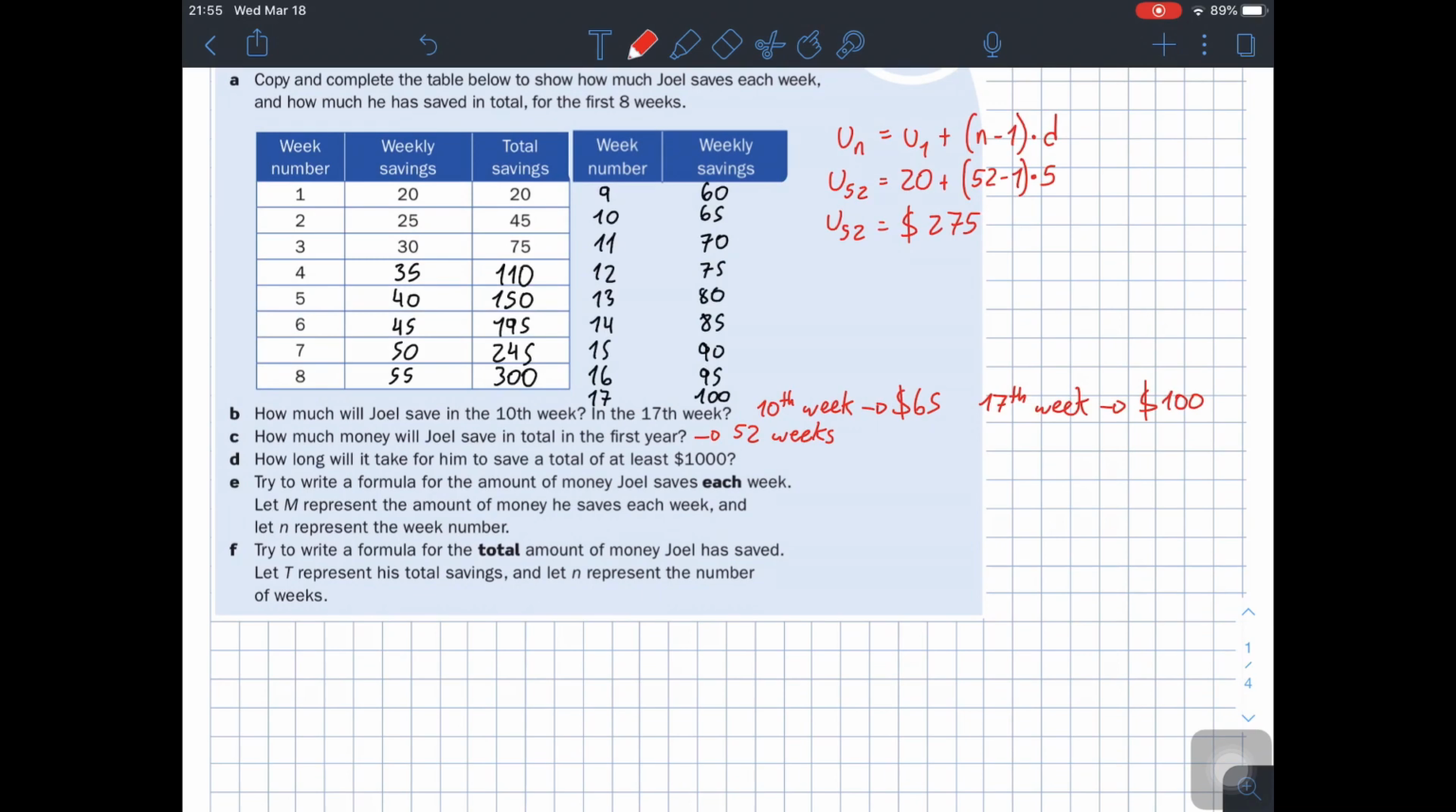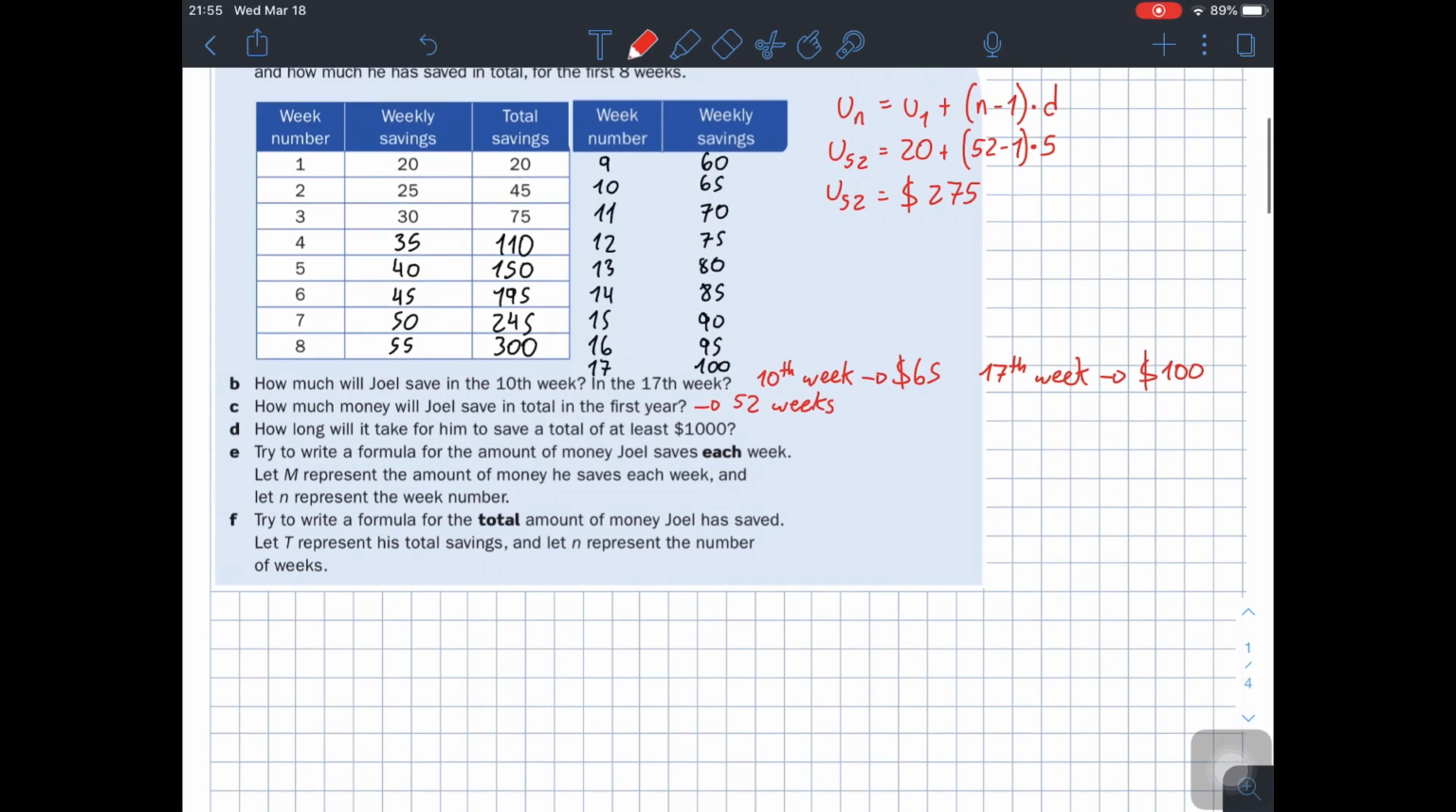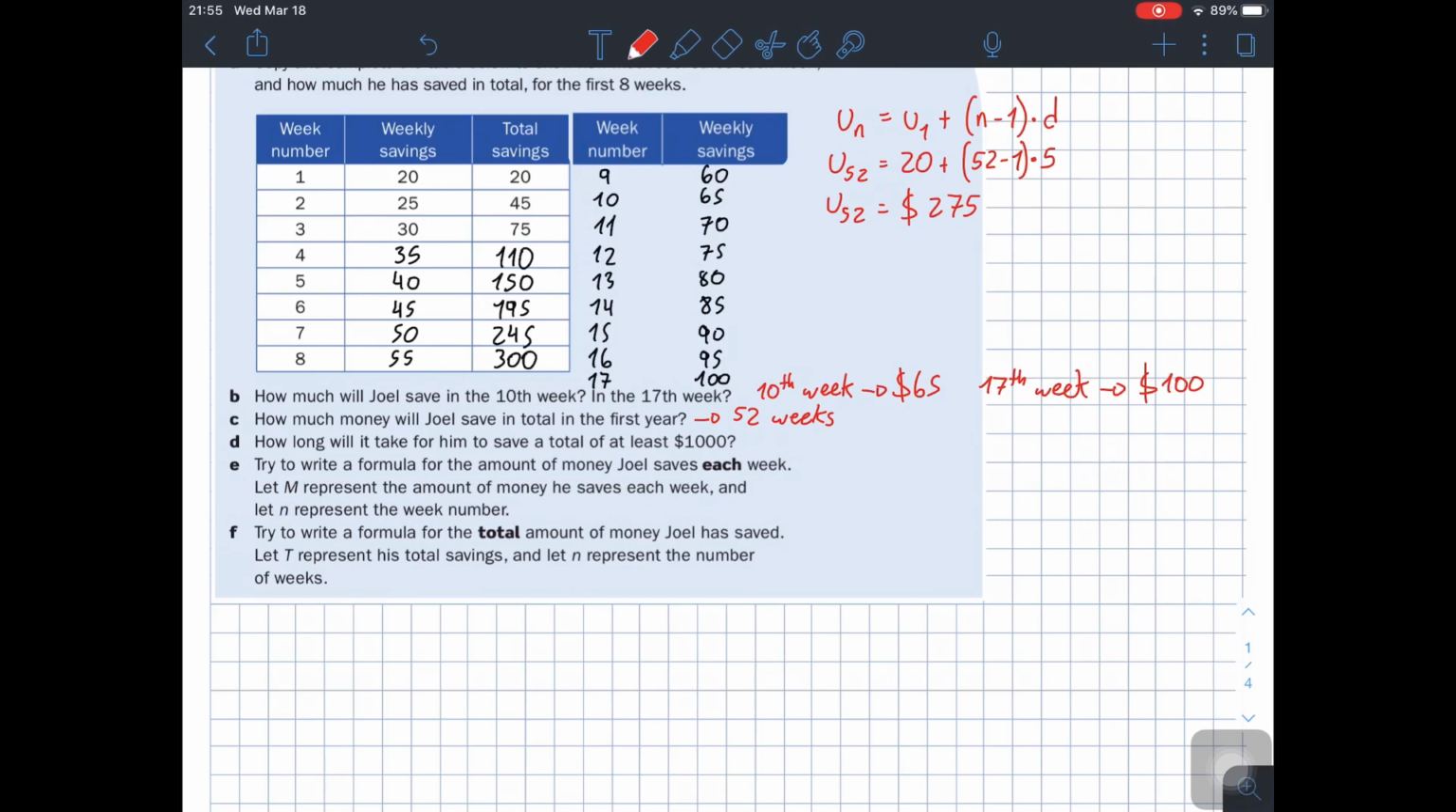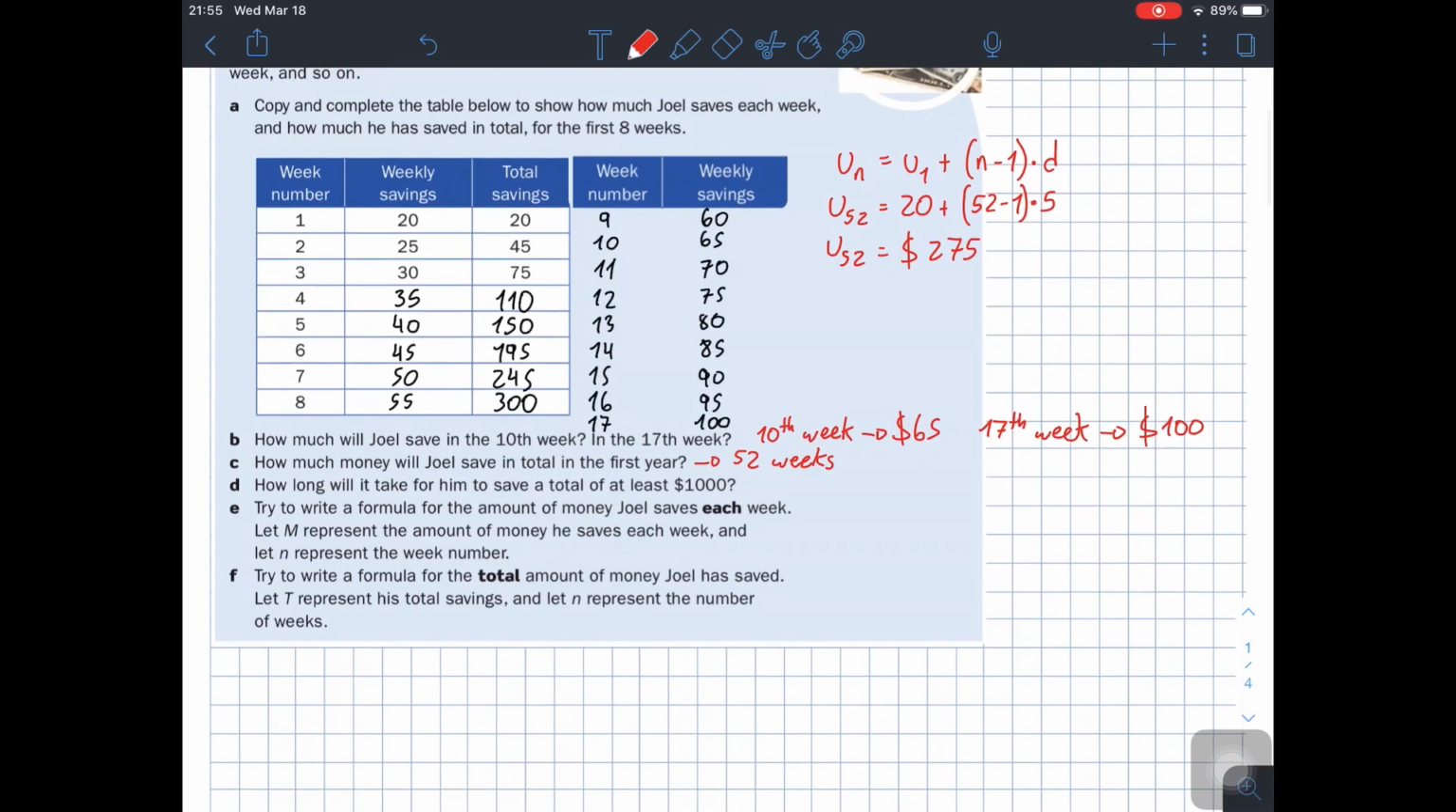But that's not the answer for this question. The question asks how much Joel will save in total for that week. So in order to calculate that, I'm going to show you a small trick. If you look at this column over here, this is a sequence, right?